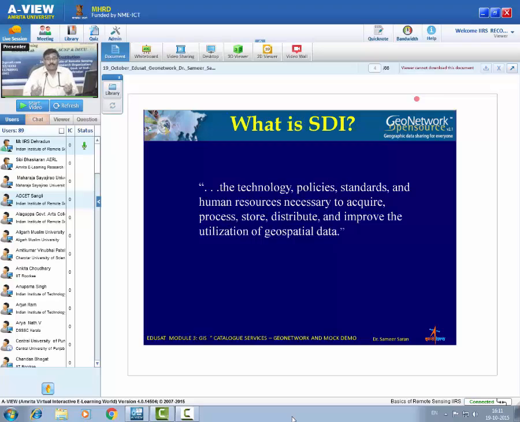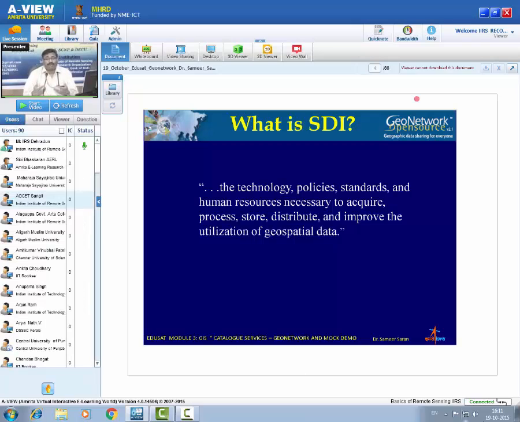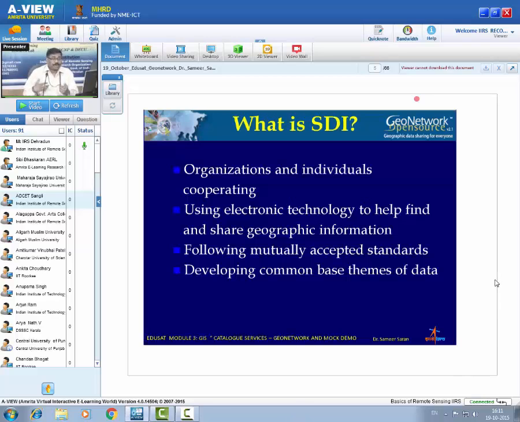So basically this SDI talks about the technologies, the policies, the standards and the human resources necessary to acquire, process, store, distribute and improve the utilization of geospatial data. So rather than making a centralized repository, I would prefer that the data comes into an SDI, because as an individual, if I want to share the data like a stakeholder, I can even provide one of the inputs for the spatial data infrastructure. So I think in my subsequent slide, the clarity will be more.